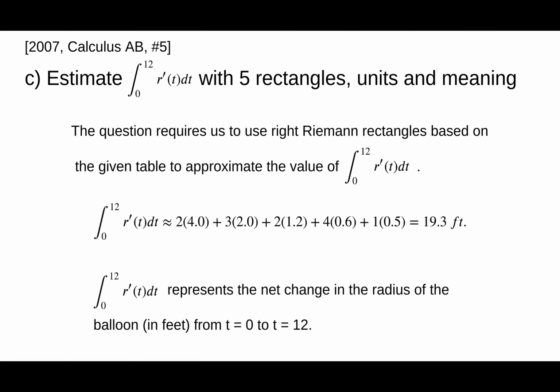All right, so the units would be feet, and then the meaning, right? So the integral from 0 to 12 of r prime of t dt would represent the net change in the radius of the balloon in feet from t equals 0 to t equals 12.